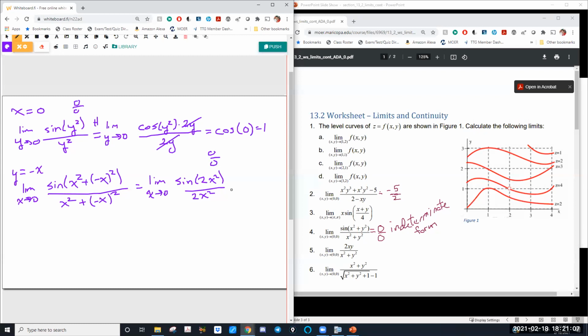This one actually works out pretty similar to the one above. And you're going to find any path you do is going to come out similar. We're going to have cosine of 2x squared times 4x over 4x. There's our cancel. And once again, we get 1. Those are coming out to be the same. So what it's doing is verifying what we were seeing graphically.